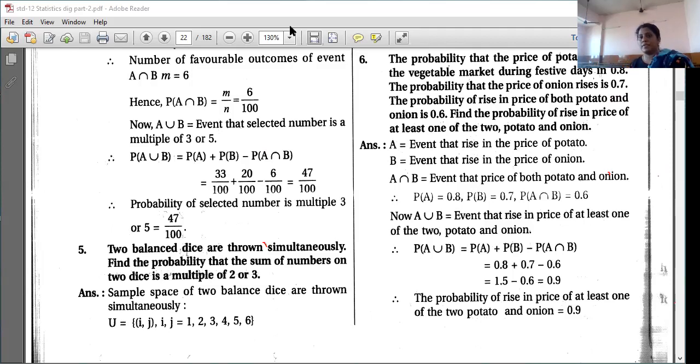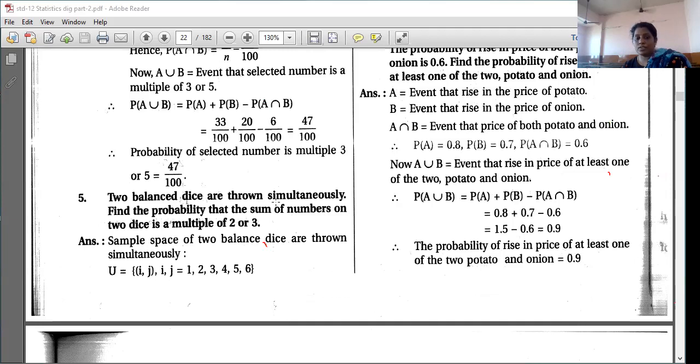So today how many sums have we done? 3 sums from exercise 1.2, that is 16, 17 and 18. And 4 sums from exercise 1.3, that is question number 1, 2, 3 and 4. Right. Now we'll do one more sum, that is question number 5.